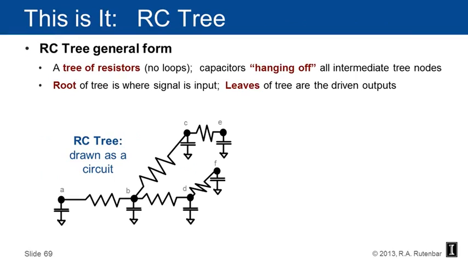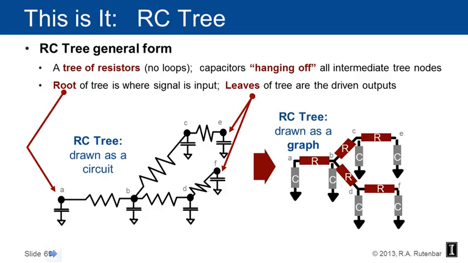So here's the RC tree in its general form. It's a tree of resistors. I'm showing you the tree again, but now I'm labeling the nodes so we can talk about it. There's a resistor from A to B, B to C, and C to E, a resistor from B to D and D to F. It's a tree. And there are capacitors hanging off all the intermediate tree nodes at A, B, C, D, E, and F. And what hanging off means to a circuits person is it's connecting the node to ground. The root of the tree is where the signal is input, and that's the A node. The leaves of the tree are the driven outputs, and those are E and F respectively.